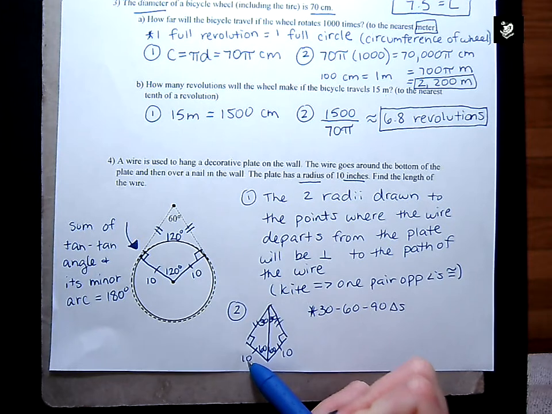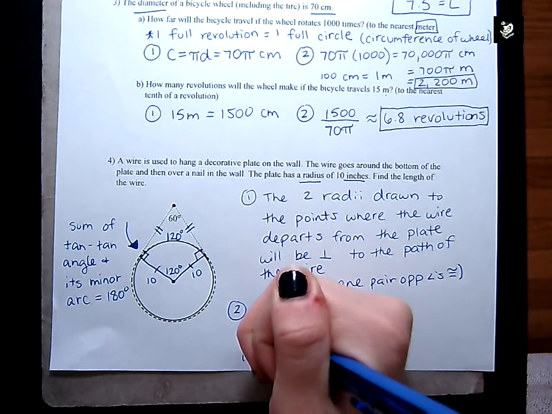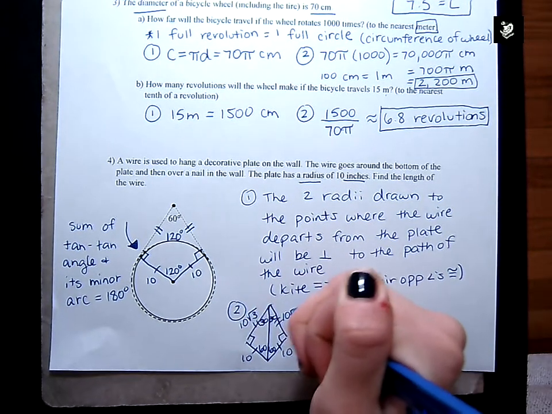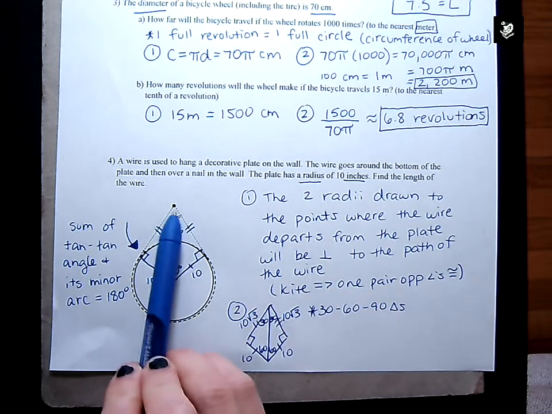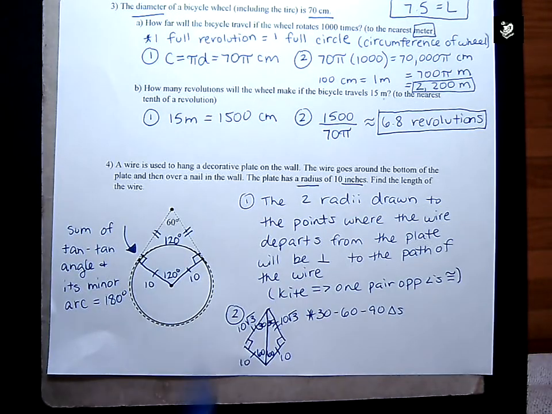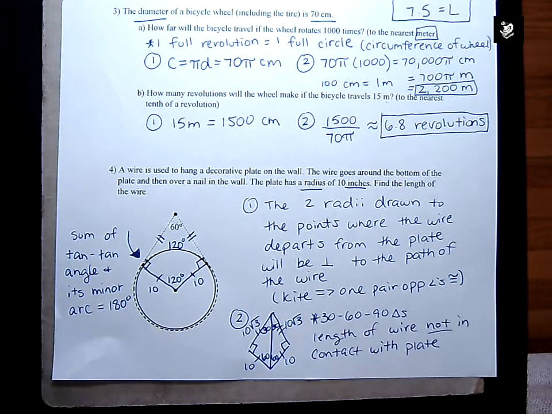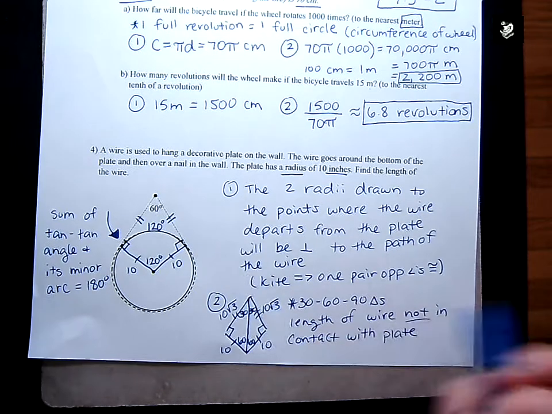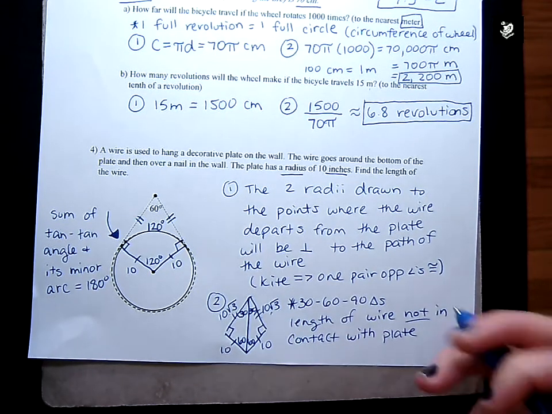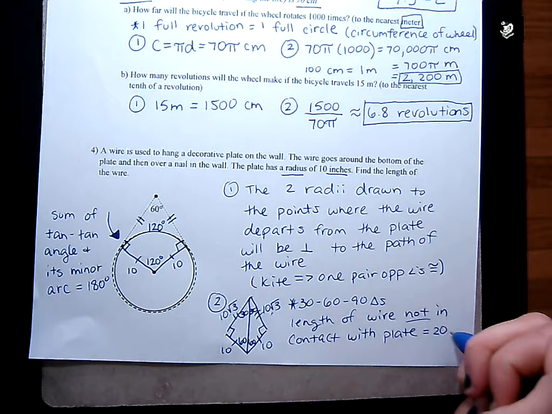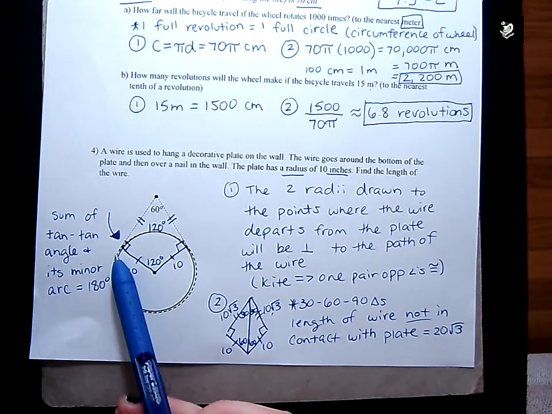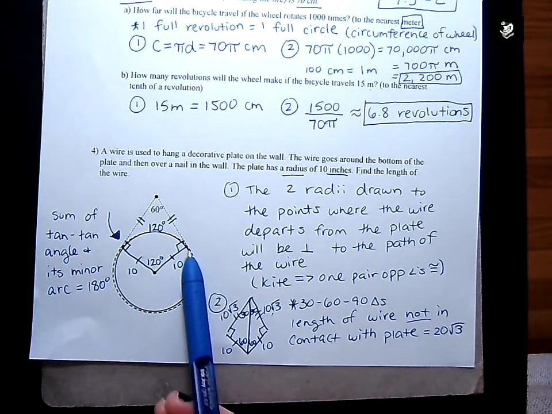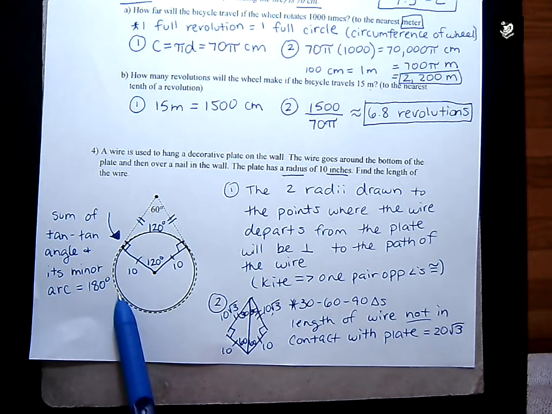So if this is 10, then we know that each of these are 10 root 3. And those represent the pieces of wire that are coming off the nail. So we know that the length of the wire not in contact with the plate is going to equal 20 radical 3. 10 rad 3 plus 10 rad 3 is 20 radical 3. Now we actually have to figure out this whole piece right here. How much wire is going around the circular part of the plate?